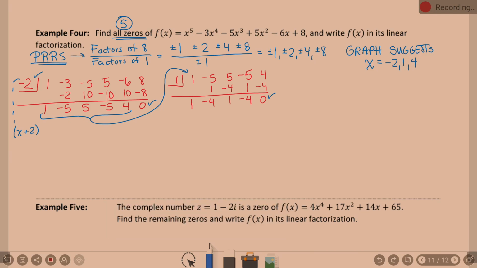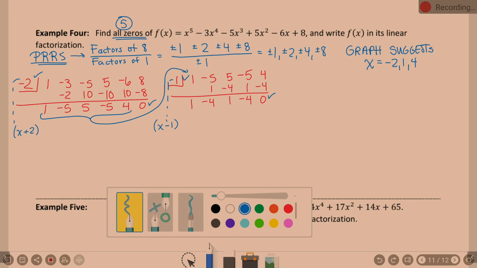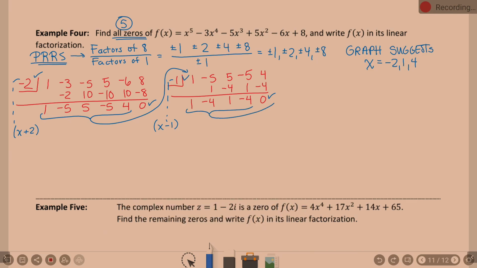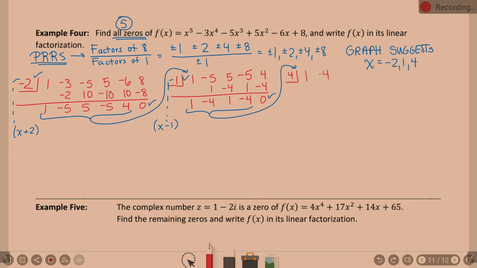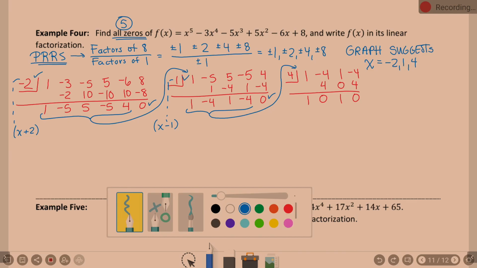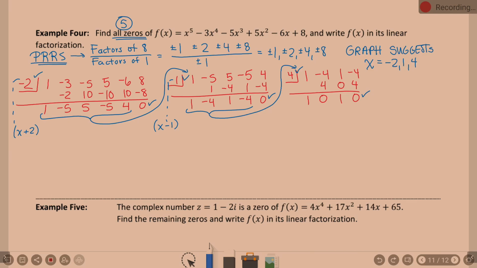That tells me the 1 works. That tells me I have a factor of x minus 1. We have one more to try, yes? 4. So we're going to set up synthetic division. Again, you're going to use your new row. So 4 goes in my box. 1, -4, 1, -4. Hopefully I copied better this time. Drop the 1, multiply. Add, multiply. Add, multiply. Add. Whew. Okay, I can breathe easier. Remainder of 0. 4 works, which means x minus 4.